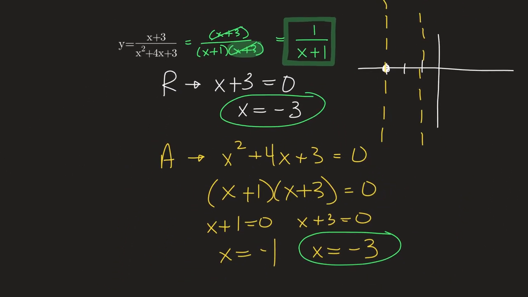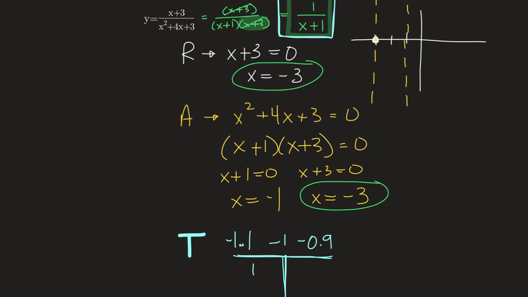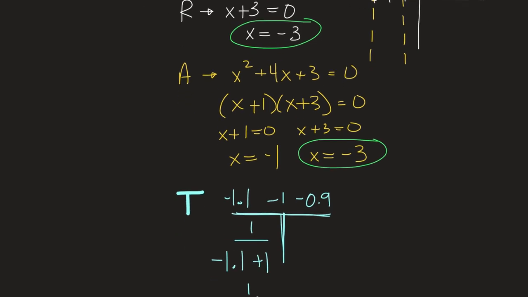Okay, so then T, we only have to worry about one vertical asymptote, right? That happens at negative 1. So we make our table to see what's happening around negative 1. So we have negative 1.1 on the left and negative 0.9 on the right. And we're going to use this green equation to decide whether we have a positive value or a negative value. 1 over negative 1.1 plus 1 is 1 over negative 0.1, which is negative 10.